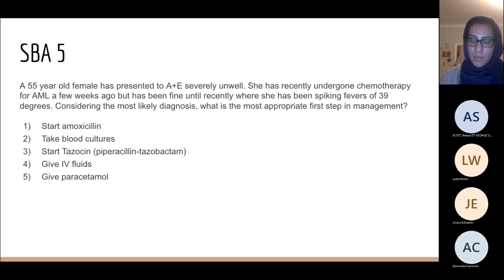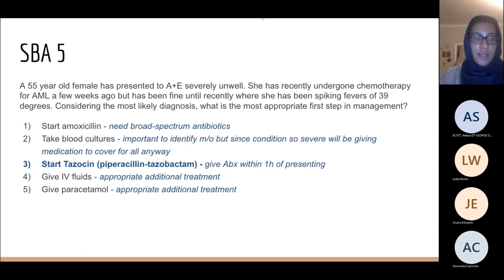Okay, guys, for the sake of time, I'm just going to go through. So the answer to this question is 3, starting tazocin, which is an antibiotic. Most of you guys got this question right, so well done.